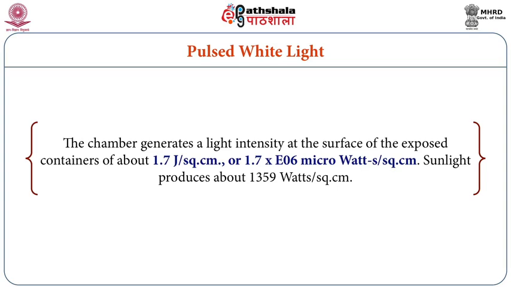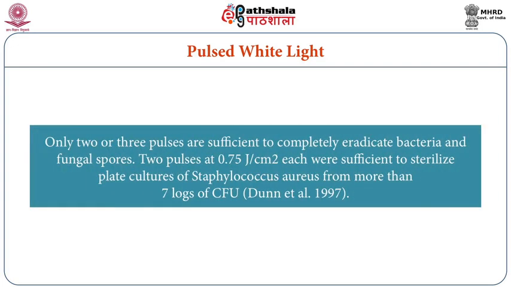In this pulsed light chamber, the chamber generates high intensity light at the surface of the exposed container, about 1.7 joules per square meter, or 1.7 into 10 to the power of 6 microwatt per square centimeter, applied on the food. By this we can eradicate bacteria and fungal spores, and 2 pulses at 0.75 joules per square centimeter were used to sterilize plate cultures of Staphylococcus aureus by more than 7 logs of colony forming units.